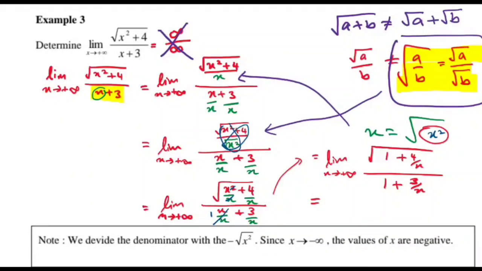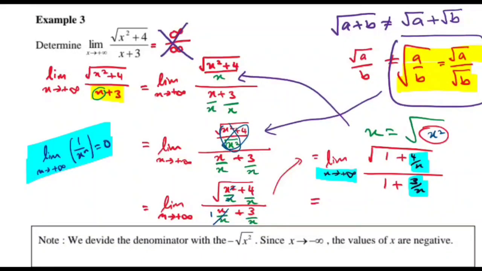Remember your theorem. Whenever we see a number over x, then we can use this theorem, and the answer is 0. We can only use the theorem when x is approaching positive infinity or negative infinity. And for this question, it is approaching positive infinity, so the limit of 4 over x will approach 0. And also the same for the limit of 3 over x, which will approach 0. So what's left inside the square root is just square root of 1 plus 0 over 1 plus 0.